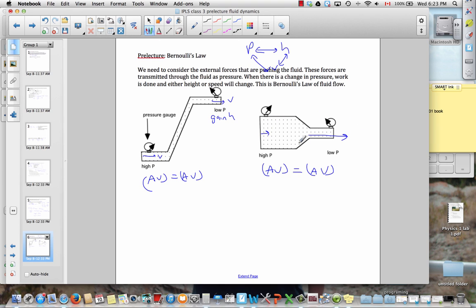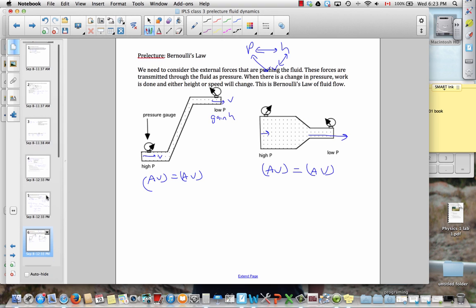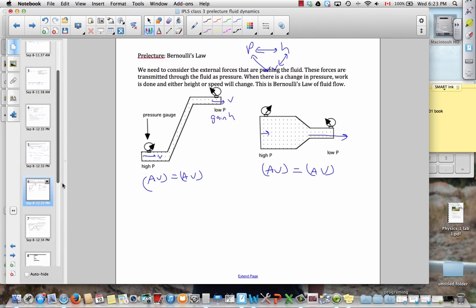Well, it turns out we had a drop in pressure. We went from a very high pressure reading to a very low pressure reading. And if you put pressure gauges on there, that will be confirmed. That's an experimental result. So Bernoulli's law is all about this three-way trade-off between pressure, height, and speed. It's different from classical mechanics because classical mechanics just had a trade-off between speed and height.